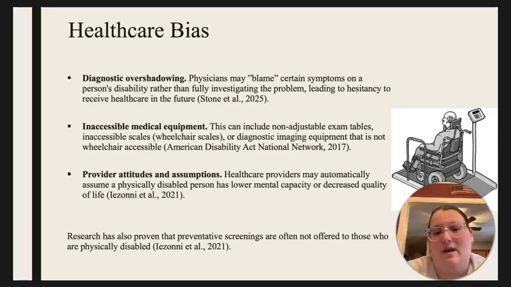Healthcare providers may automatically assume that a physically disabled person has a lower mental capacity or decreased quality of life. And again, this is not always the case. Research has also proven that preventative screenings are not offered to those who are physically disabled, and this kind of ties in with bullet point number 2, because oftentimes diagnostic equipment is not wheelchair accessible, and some disabled people are not able to stand long enough to receive the test.